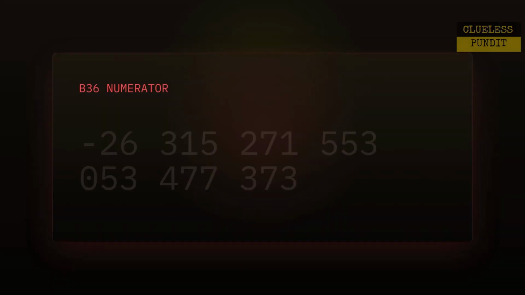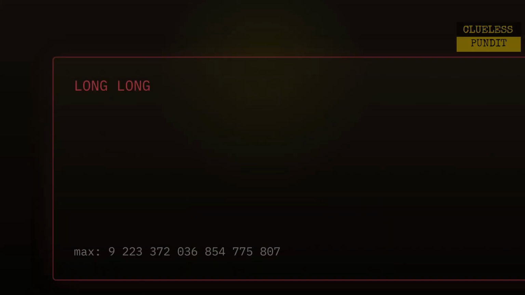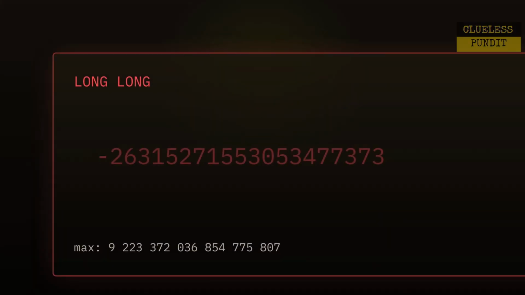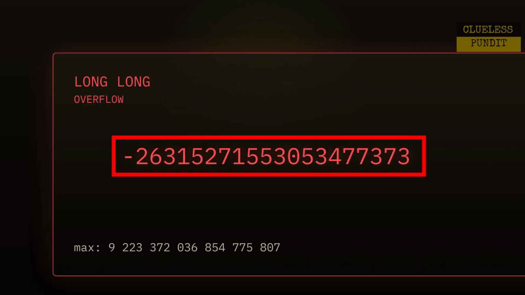The first real wall appeared at the 36th number of the Bernoulli sequence. Now I apologize for this next section if you're not conversant in C++. The expected Bernoulli value contains a numerator large enough to make 64-bit integers start sweating through their shirt. The numerator is, I'm not going to bother reading that.